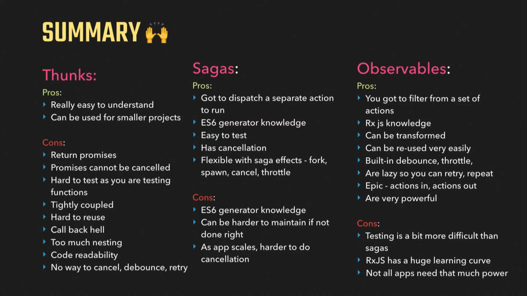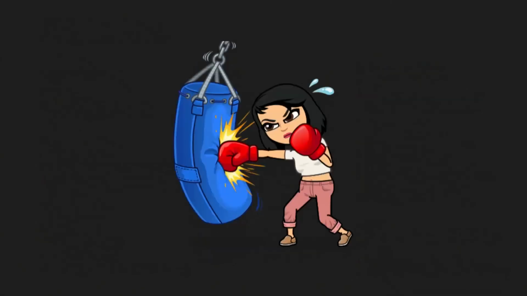And in observables, again, you need to know RxJS. Same thing, RxJS has a huge learning curve. I've worked on it on a few projects. I'm still getting used to it, although they are very powerful, right? But not all apps require that much power. Two, observables are lazy. You can retry, repeat, and testing is also very, very easy, right? Actions in, actions out, and mock the functions, which is very easy and can be reused very easily.